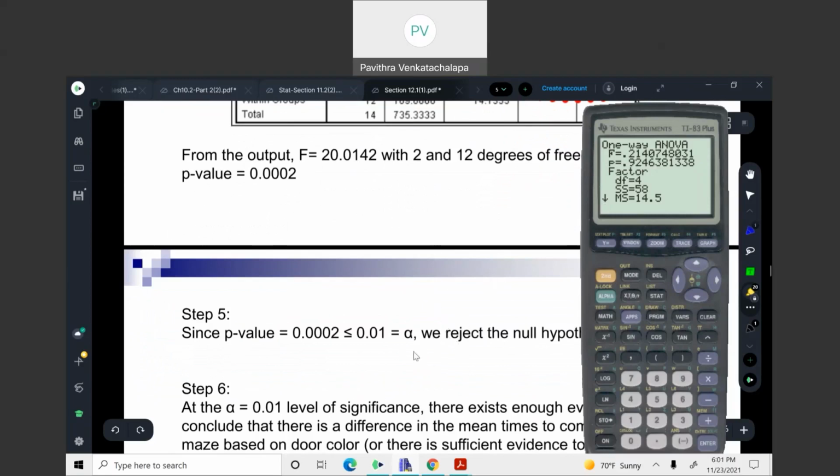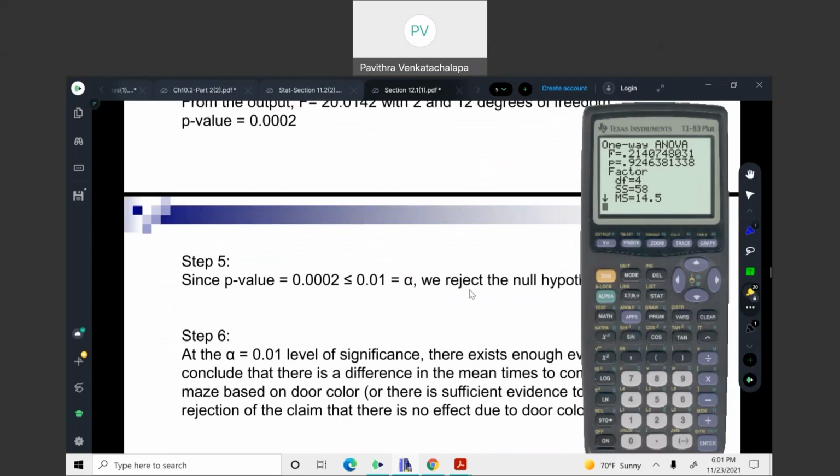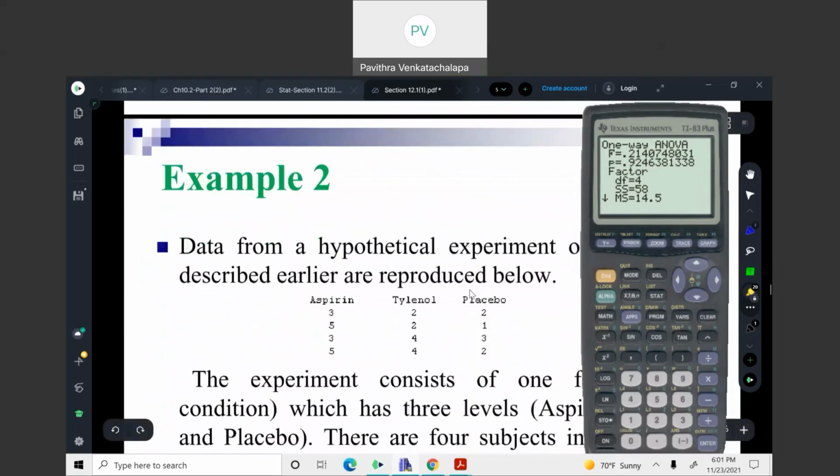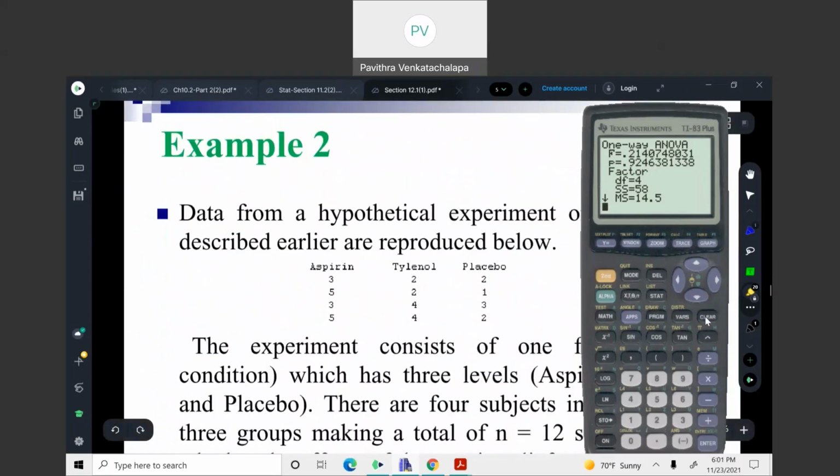The solution which is given in the notes is wrong. This is only for example 1. So you can skip example 1. We have some more examples. We can do that. Let's go to example 2.